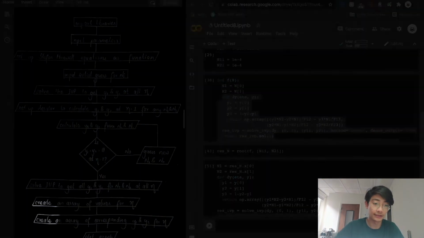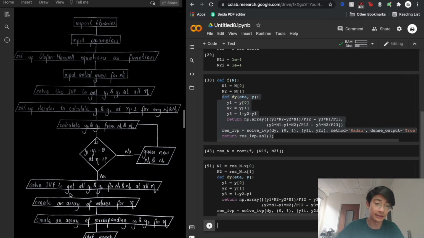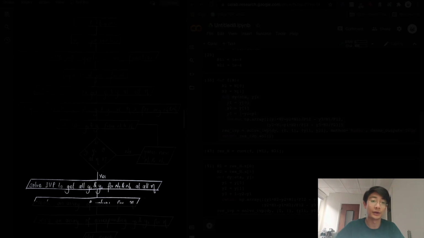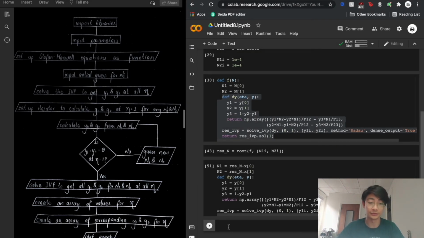Now looking at the flow chart, we have solved the IVP to get all y1 and y2 for n1 and n2 at all eta. Now what we need to do is create an array of values for eta. So let's go ahead and do that. I'm going to call the variable for eta, eta underscore array.